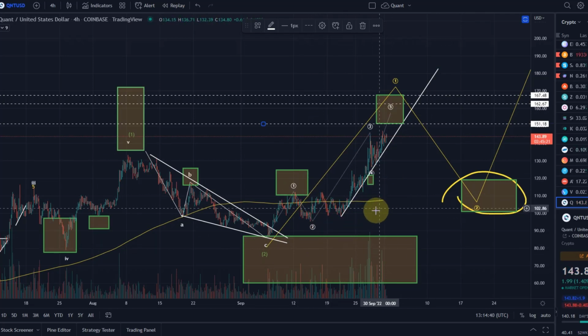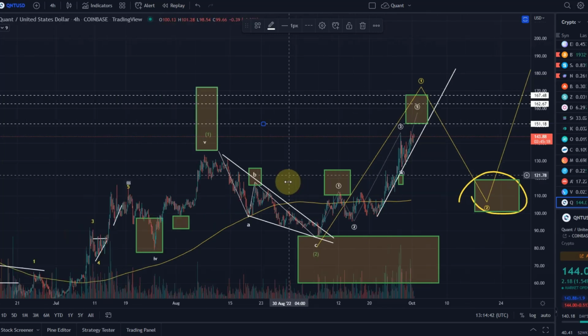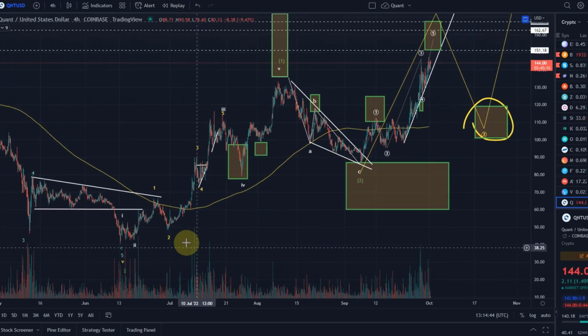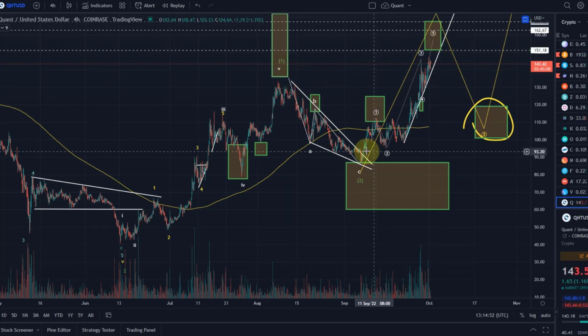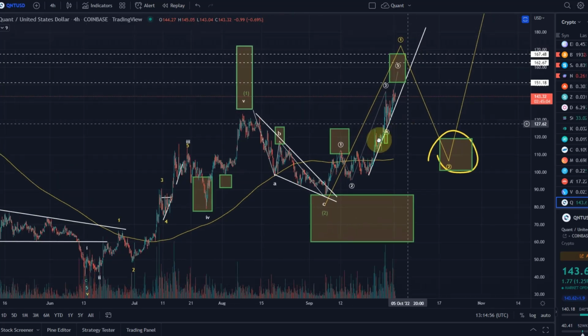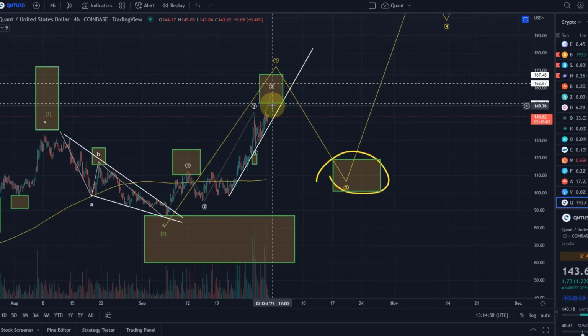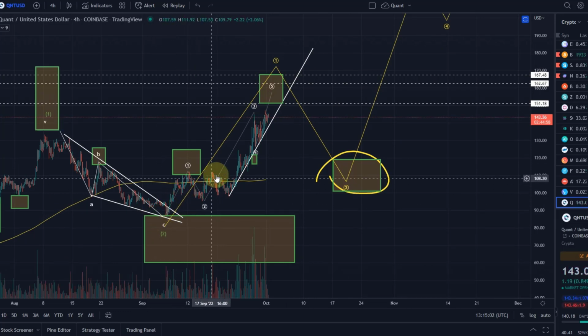But I mentioned in the last video as well, be careful, because in the recent history, Quant, with the exception of one target area, always only touched these target areas, and here we missed it by $2 or $3. So it might mean that we only get to the $150 level and turn down already. So we are very much, in my opinion, at the end of this 5-wave structure, which would be followed by a wave 2 to the downside.